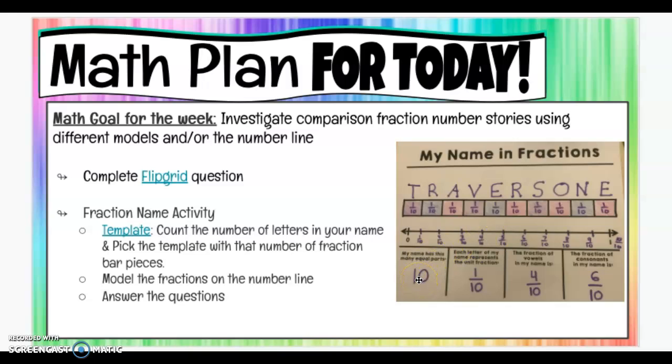Last, you answer the questions. My name has how many equal parts? 10. Each letter of my name represents what unit fraction? 1/10. The fraction of vowels, again, vowels are A, E, I, O, or U. So I have A, E, O, E. So 4/10 of my name are vowels, and then the other amount of those letters are consonants. So 10 minus 4 is 6. So 6/10 is the number of consonants in my name.